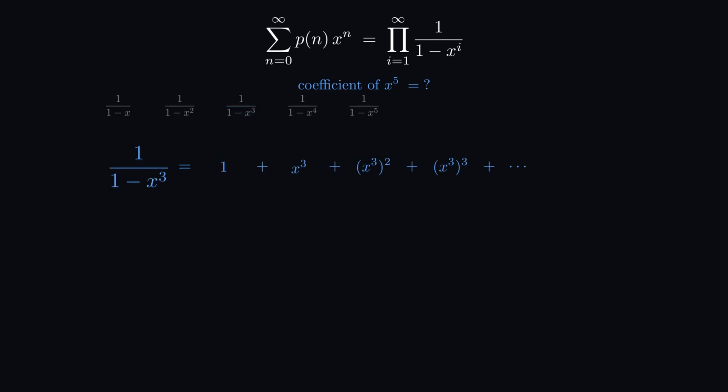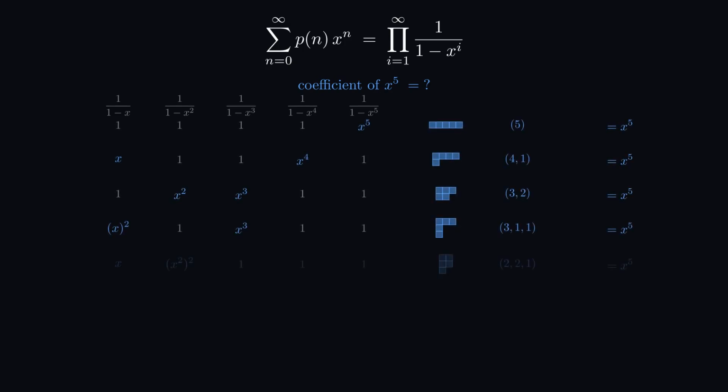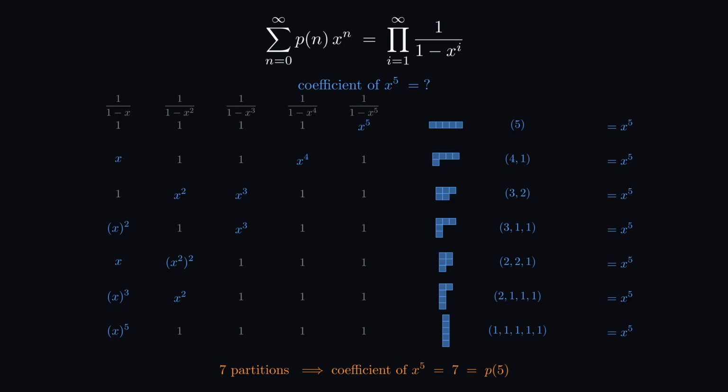Take 1 over 1 minus x cubed and expand the geometric series. Each term picks how many 3's appear in the partition. Look at p of 5. There are 7 partitions of 5, and each one corresponds to one selection through the product. Every selection multiplies out to x to the 5th. The combinatorics is exactly the coefficient.